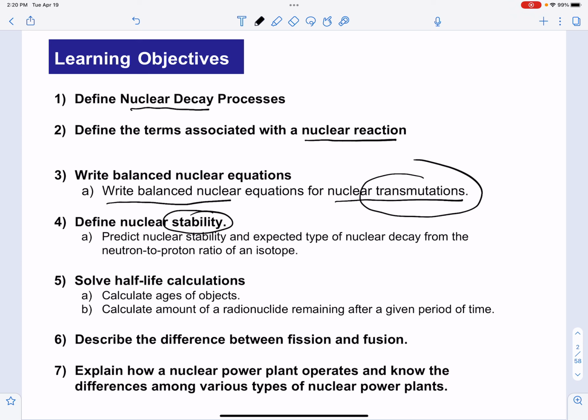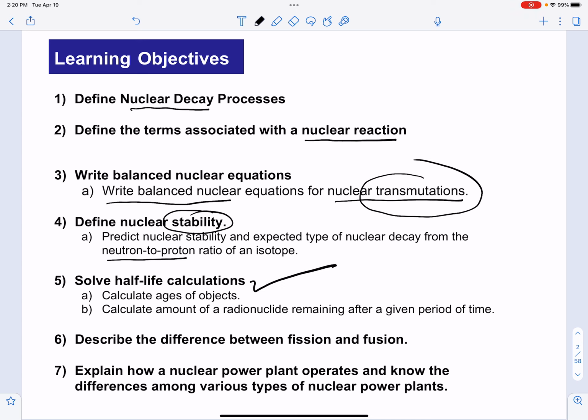Some very few elements are gonna be very stable by nature. Most of them are gonna have to do something. They're gonna have to transmutate to become stable. The stability, we are going to see, is gonna depend on the amount of neutrons and protons, or the ratio between them.